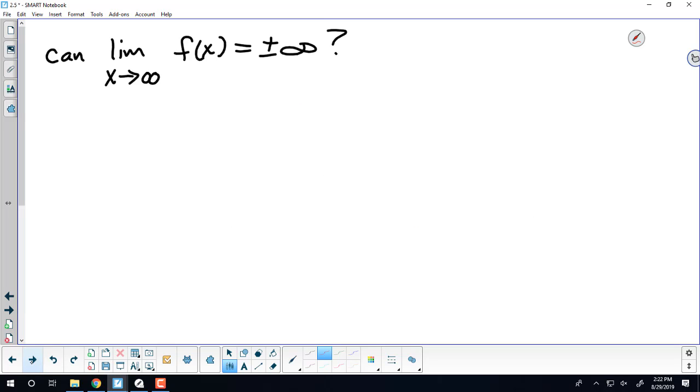Maybe you remember this, maybe you don't, but can the limit as x approaches infinity not equal a finite number? Can it be infinity or negative infinity? Yeah, and what was a function where that was taking place? Quadratic function, cubic function, right? Any polynomial.